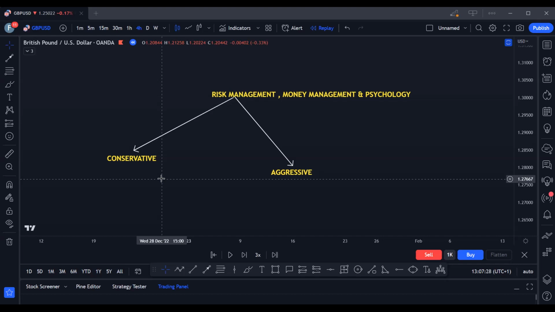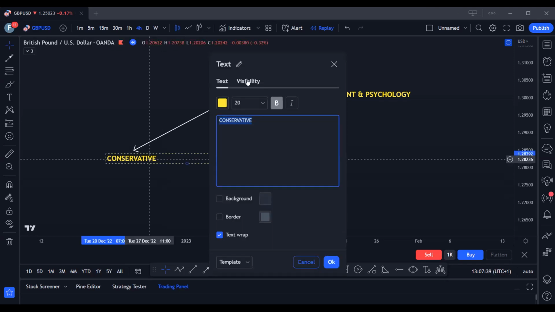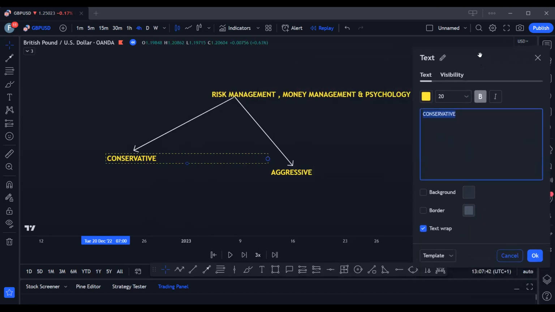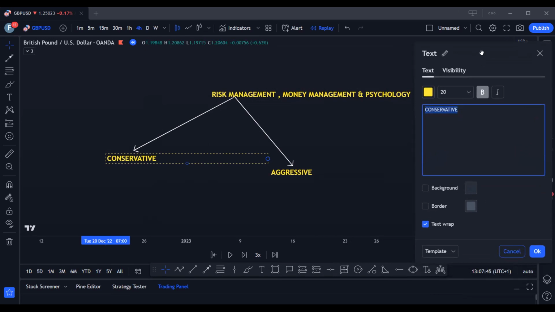Okay, so what do I mean by conservative? What do I mean by aggressive? And how do we tie it all into risk? Now, by risk, I'm talking about how much you are risking on a particular trade. So that is how much you stand to lose if that particular trade does not go your way.